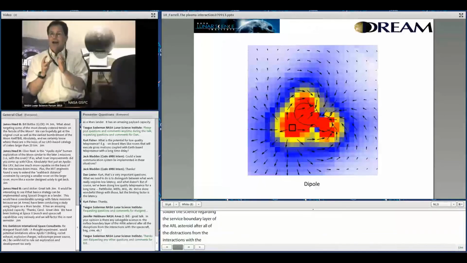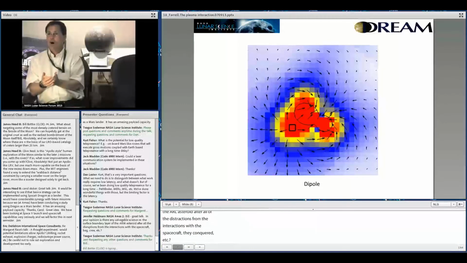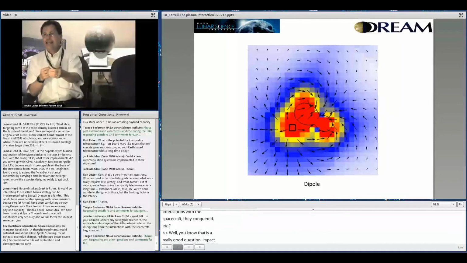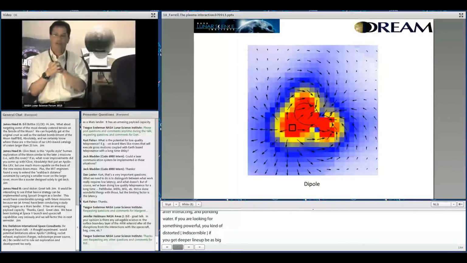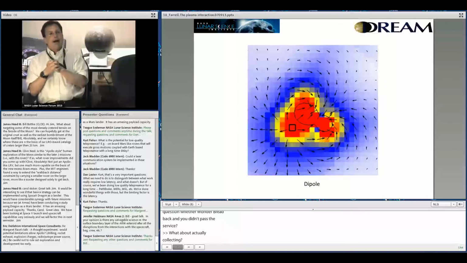Well, that's a really good question. In fact, after interacting, you're actually planting water. And so if you're looking for surface volatiles, you sort of destroyed that experiment. But if you got deeper, it might not be as big an issue. So it's a question of whether, when you bring it back, you can get inside, past the superficial layer. What about actually collecting dust physically? If it's back, yeah, you could do that. There's no reason not to.